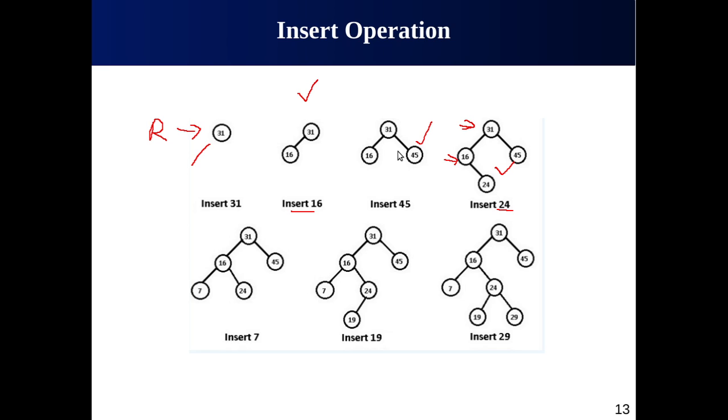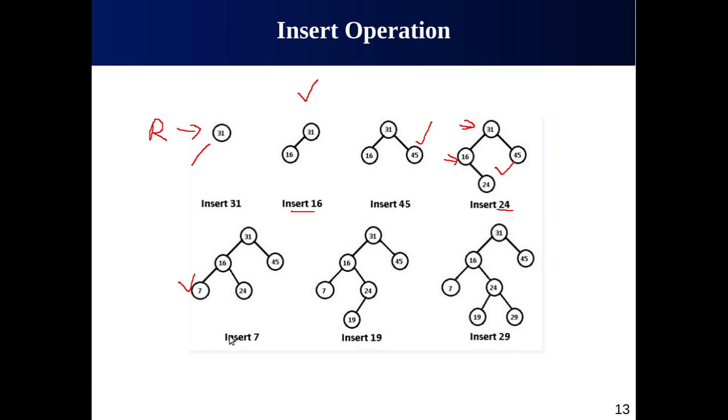Next, we are asked to insert 7. Compare it with the root node. Less than or greater than? 7 is less than, so come to the left hand side. Now compare it with 16. Is it less than 16 or greater than 16? 7 is less than 16, which means it will be inserted in the left hand side. As we do not have any further subtrees, 7 will be inserted here.